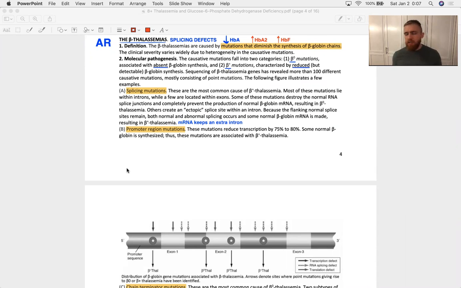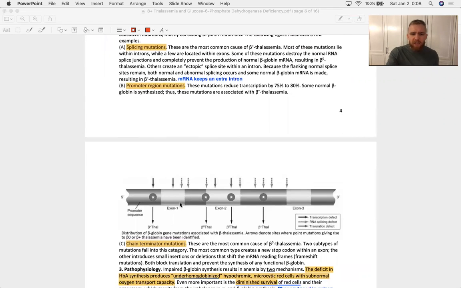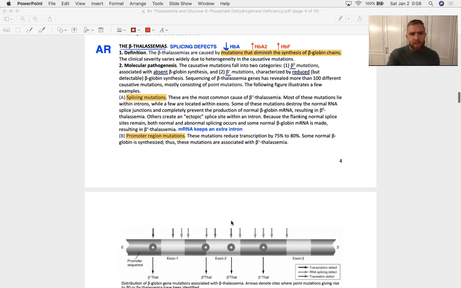Well, DNA gets converted to mRNA, and then that mRNA has got to reconfigure itself before you make a whole protein out of it. And then you read the mRNA and print a protein out with the help of a ribosome and a tRNA, correct? So that mRNA has exons and introns, and you know what those are, and it's got to take out the introns and connect the exons together. Well, in beta thalassemia, sometimes the mRNA for the beta globin protein just keeps hold of an extra intron.